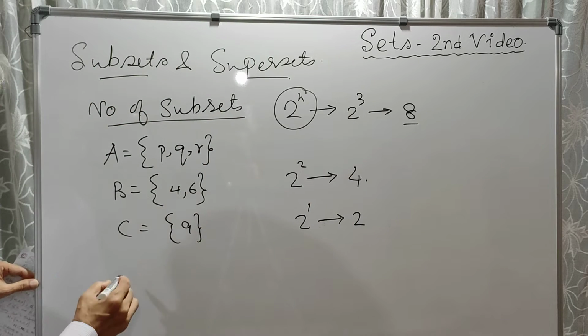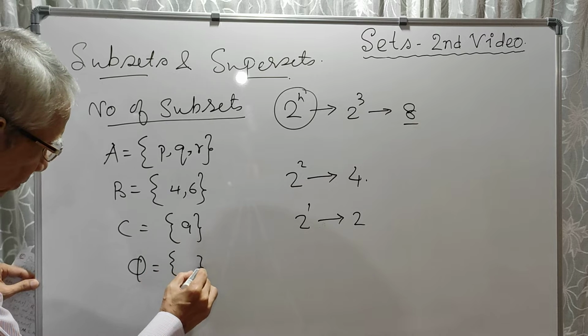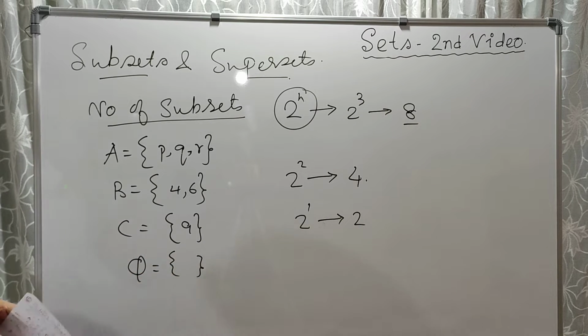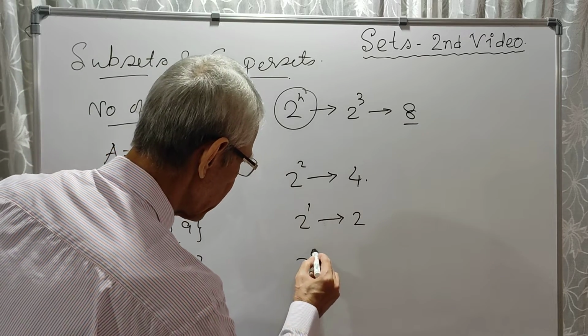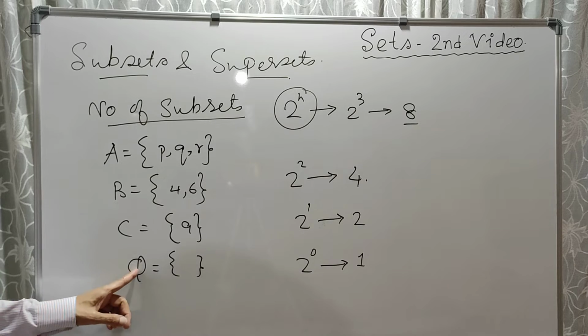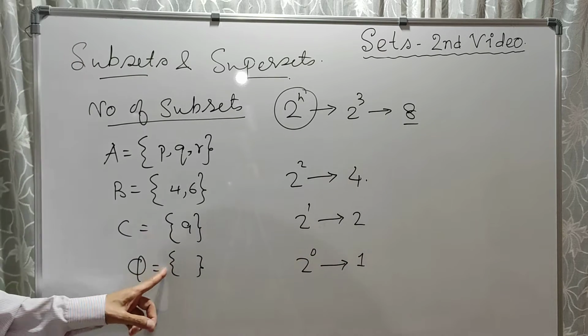Alright. That way, suppose null set. Yes, come to null set. Null set has how many elements? 0. Therefore, how many subsets does it have? 2 to the power 0, that means 1. So, null set has no element, that means 0 elements. So, 2 to the power 0, 1, it has 1 subset.